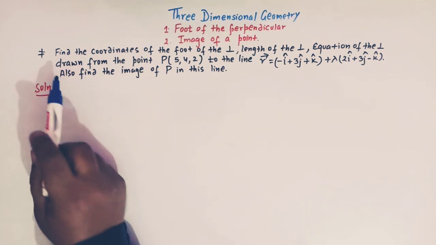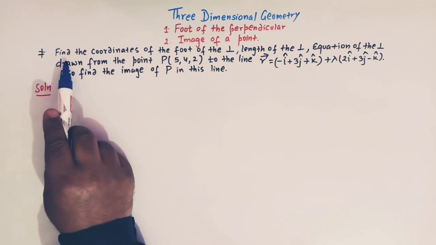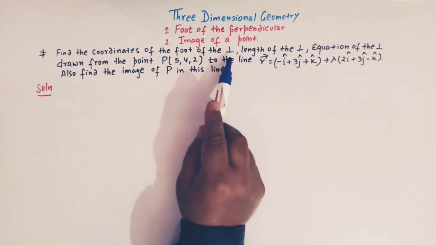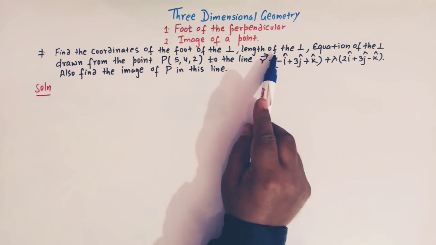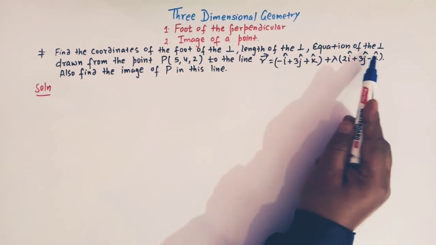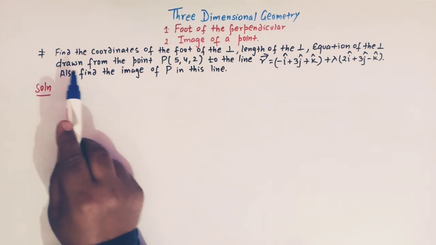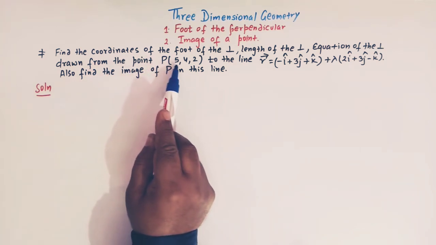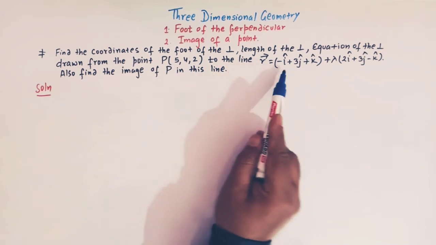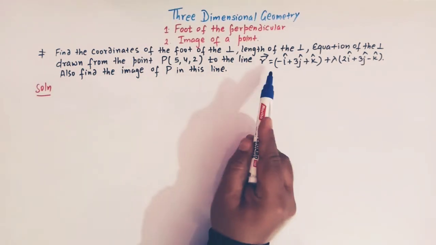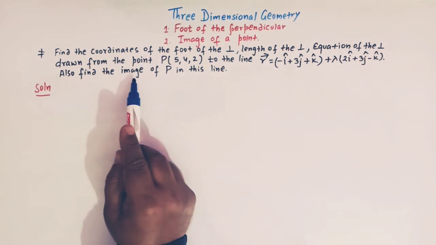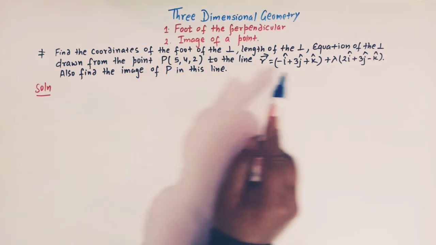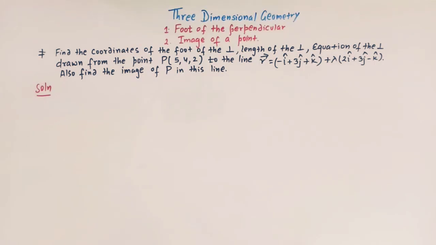Now here we have the problem: find the coordinates of the foot of the perpendicular, length of the perpendicular and equation of the perpendicular drawn from the point whose coordinates are 5, 4, 2 to the line whose equation is given here, and also we have to find the image of this point with respect to this line.